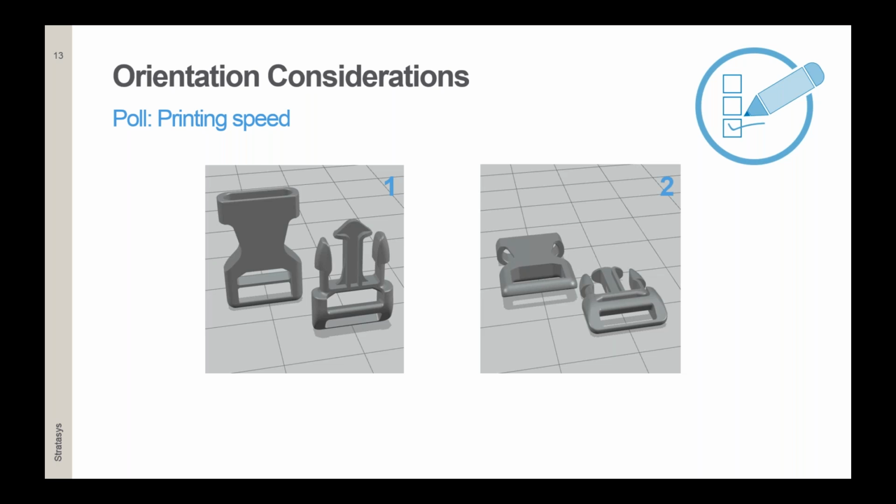So the first orientation consideration is printing speed, which in most cases is the first preference for the machine operator. And here I would like to ask your opinion. If you look at these two images, tell me in which orientation the parts will be printed faster. Is it the first one, vertically positioned, or the second one, horizontally positioned?